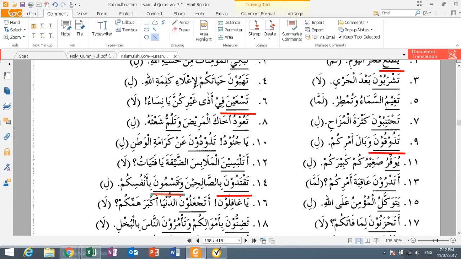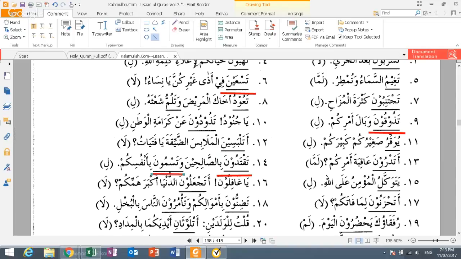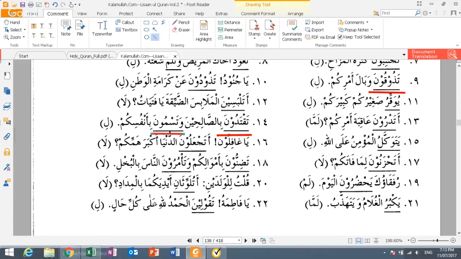Basically, even though there is no lam here, sometimes this lam will be enough because this is a harf atf. You can say it like this: lam taqtadu bi salihina wa tasmu bi anfusikum. Or li taqtadu bi salihina, you should follow the salihin, the pious people, and wa tasmuna bi anfusikum. Then our souls will be high, inshallah ta'ala, because of following them.